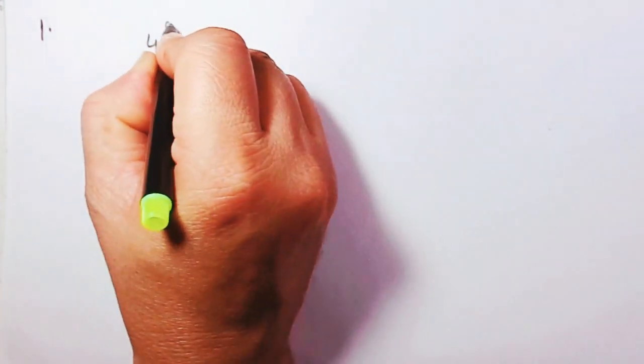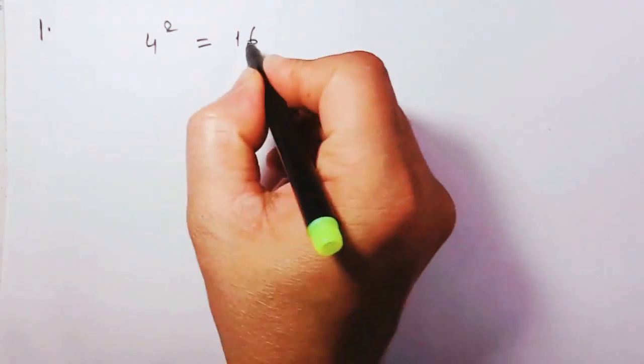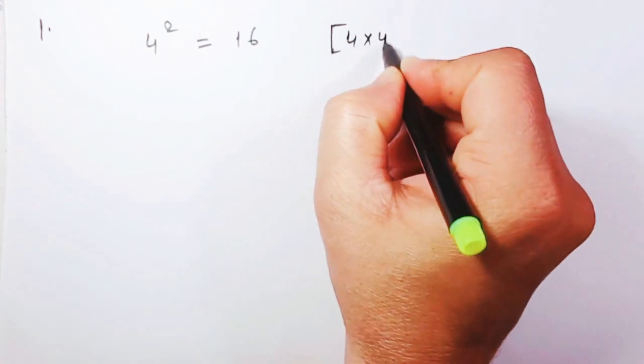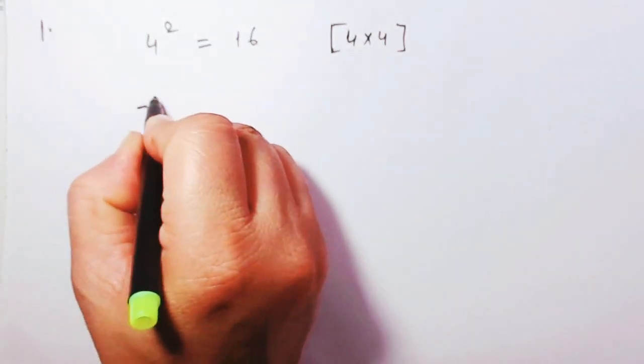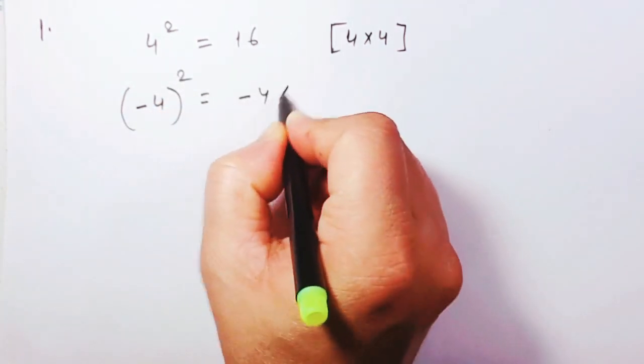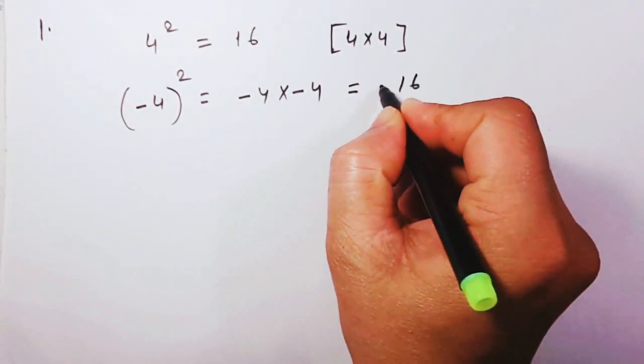There are some important things which we should know before proceeding on to the chapter. Let's take numbers like 4. 4 square is equal to 16, because you got 4 times 4. Now, what about minus 4 square? This will also be written as minus 4 times minus 4. This will give you 16, positive.